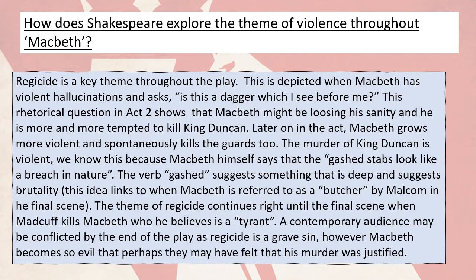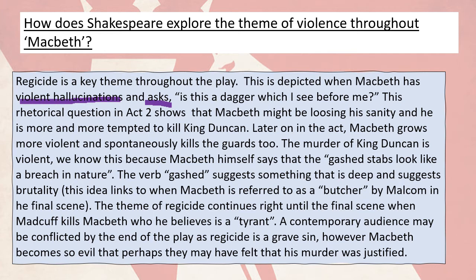Okay, so how does Shakespeare explore the theme of violence throughout Macbeth? Regicide is a key theme throughout the play. No changes there, still a strong opening. This is depicted when Macbeth has violent hallucinations and asks, "Is this a dagger which I see before me?" Okay, so the person's changed this to violent hallucinations, so being specific and very concise about how they're explaining what's going on, and asks, "Is this a dagger which I see before me?" This rhetorical question in Act 2 shows that Macbeth might be losing his sanity and he is more and more tempted to kill King Duncan.